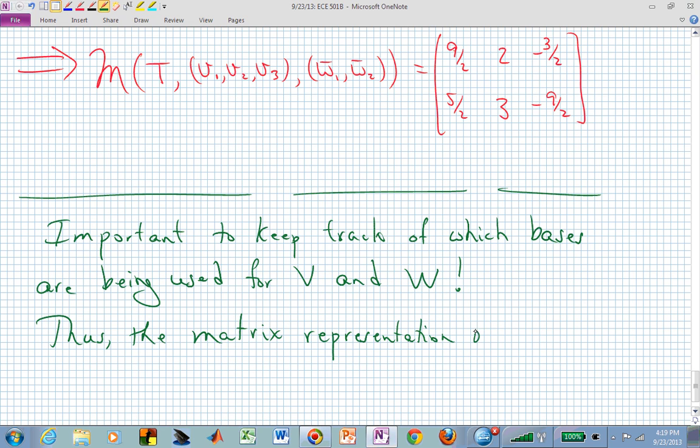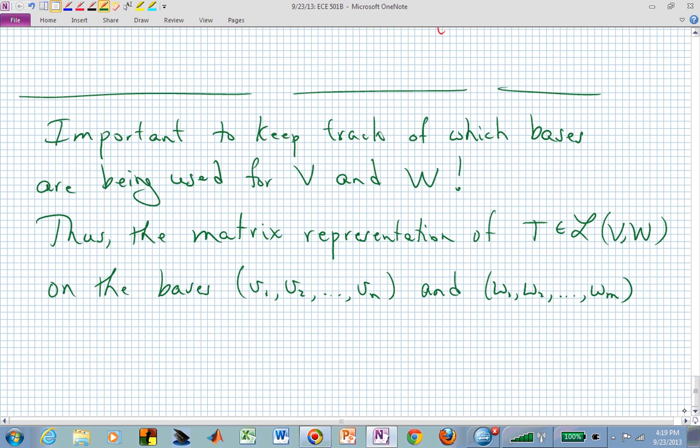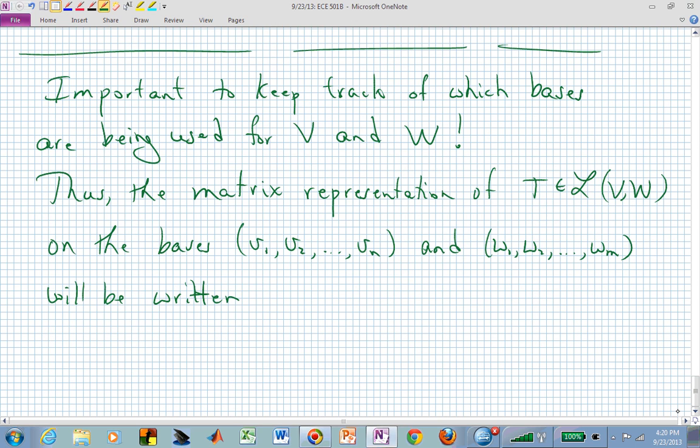Thus, the matrix representation of a linear map, let's say T, that's belonging to this set or vector space of linear maps script L from V to W with an input basis set V1, V2, let's say up to V sub n, and an output basis set W1, W2, let's say up to W sub m, those will be written then as this script M with the linear map T, the input vector space made up of the V's, the output vector space made up of the W's.